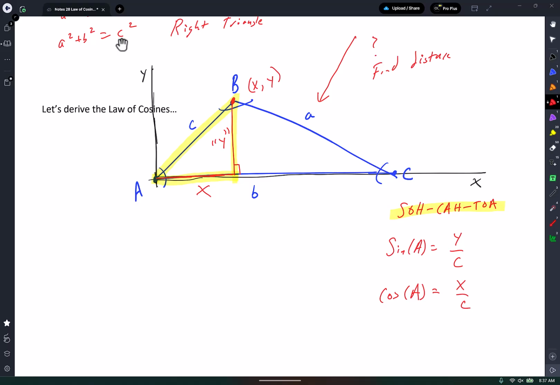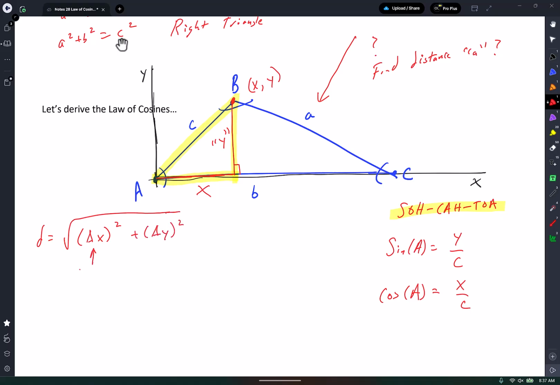Find distance A? I didn't even spell distance right. There we go. So hopefully you guys remember the distance formula. The distance formula is the square root of the change in x squared plus the change in y squared.